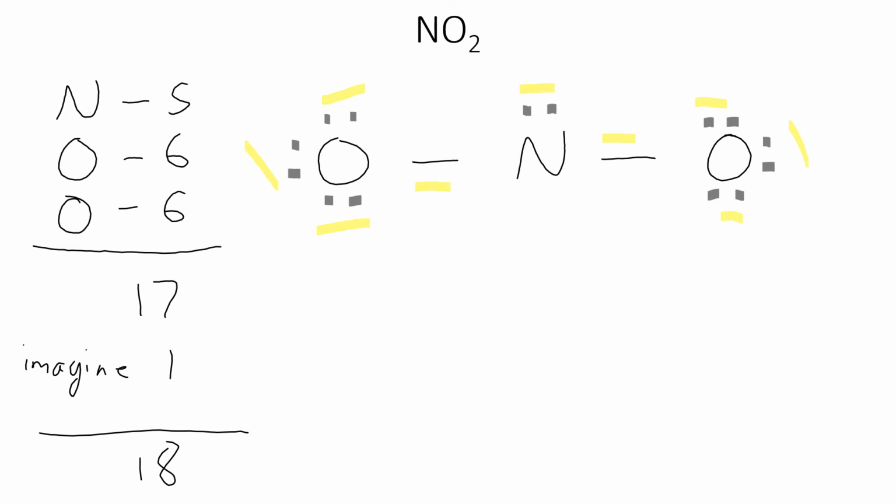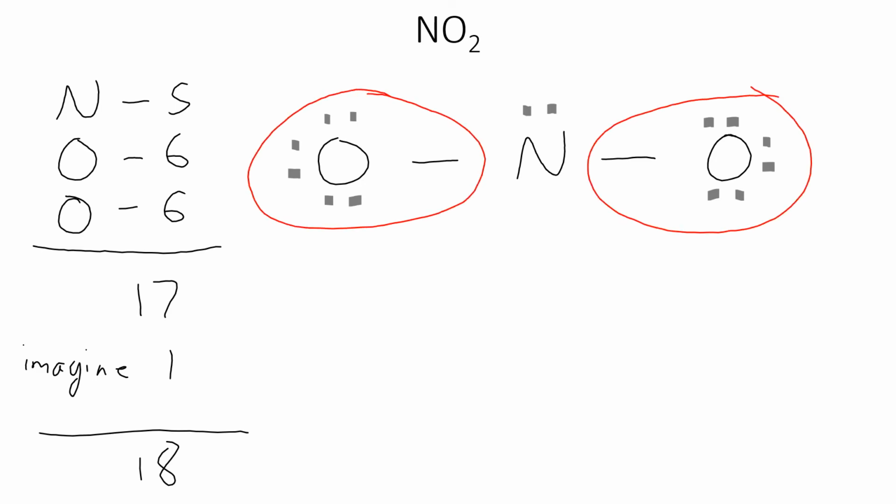Next, we would check for our octet rule. So checking for our octet rule, we would erase the old highlighter marks. Now when we check for our octet rule, start by looking at the outer atoms. Check out the outer oxygens. Do I have 8 electrons around each of the outer oxygens? And the answer is yes. 2, 4, 6, 8. 2, 4, 6, 8. So those are both good.